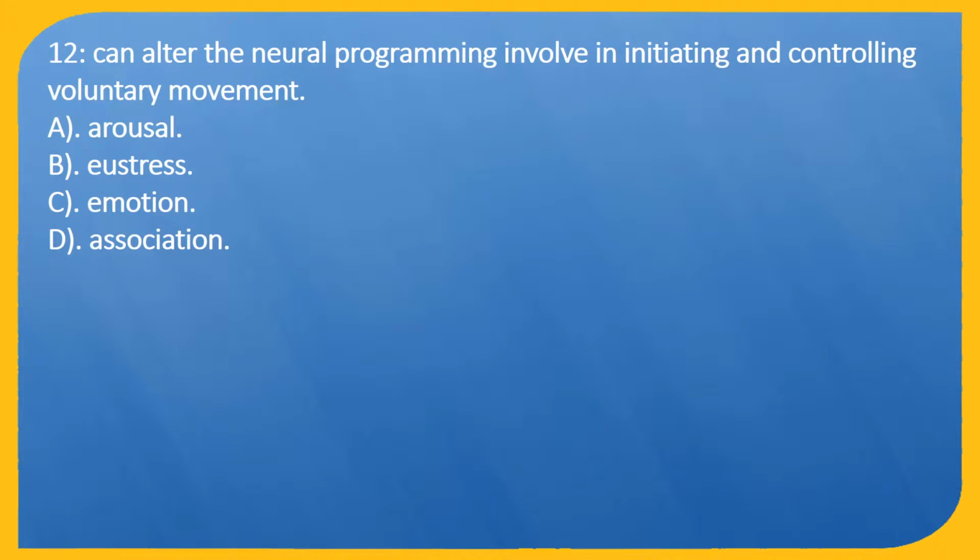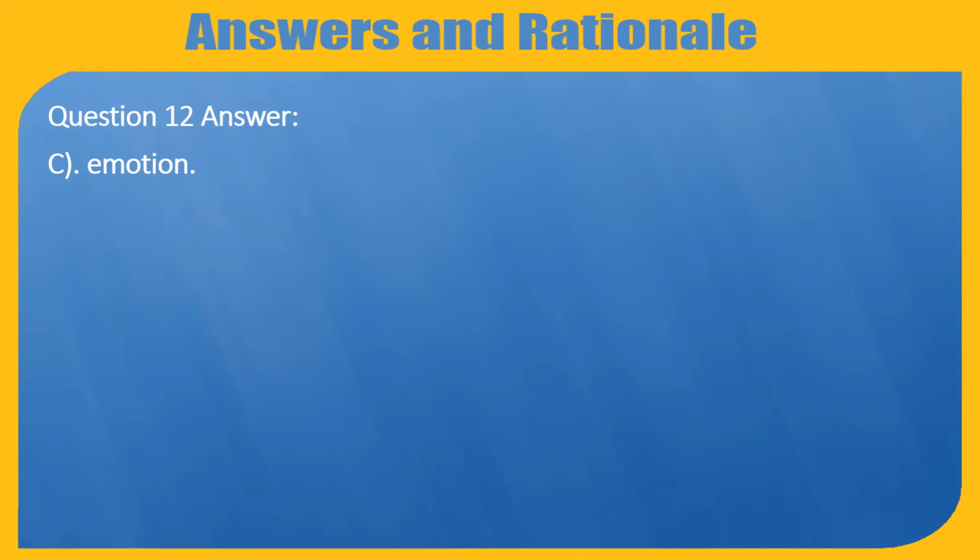Question 12: can alter the neural programming involved in initiating and controlling voluntary movement. A. Arousal. B. Asterisk. C. Emotion. D. Association. Question 12, answer C. Emotion.